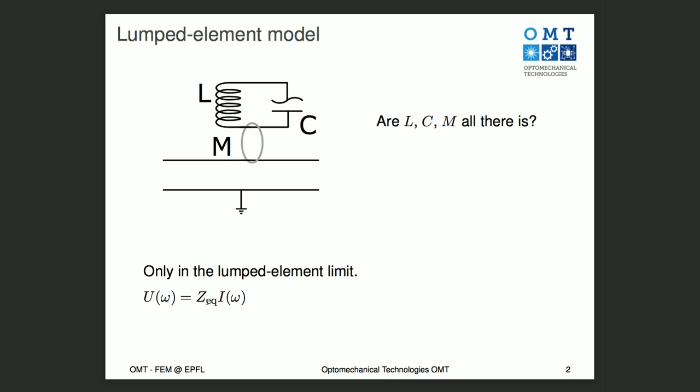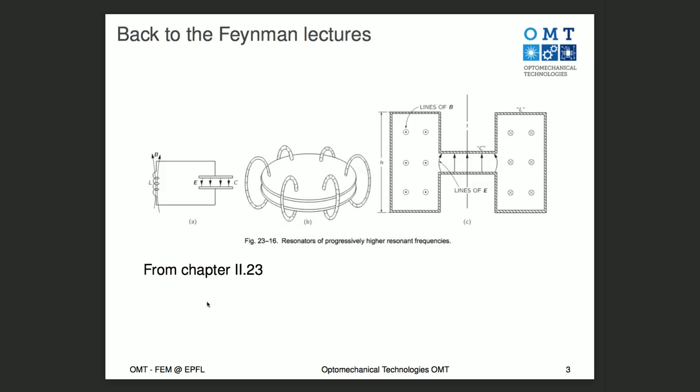When should that not hold? In case of doubt, always go back to the Feynman lectures. In chapter 23, there's this very nice continuous transition that Feynman suggests to think about. We start from this very simple LC resonator, where we have some wire in which all the magnetic field of the problem is confined.